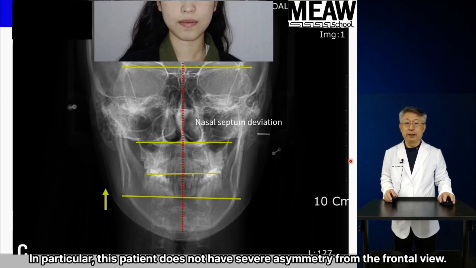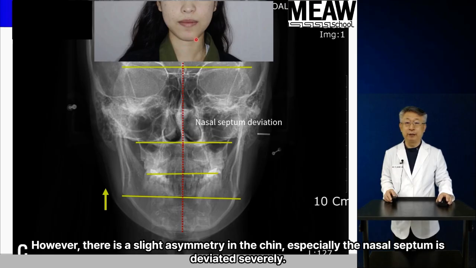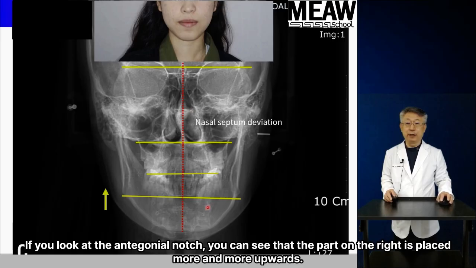In particular, this patient does not have severe asymmetry from the frontal view. However, there is a slight asymmetry in the chin, especially the nasal septum is deviated severely. If you look at the antegonial notch, you can see that the part on the right is placed more and more upwards.